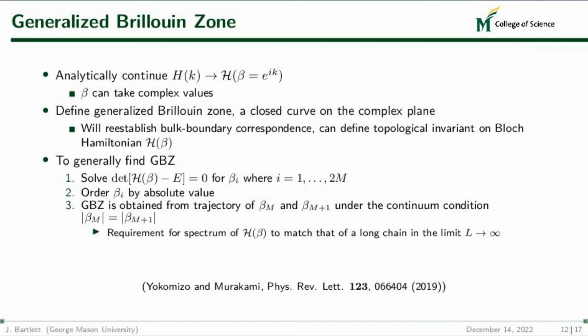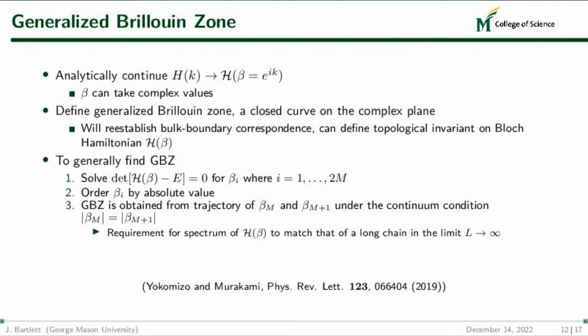So how do we find this GBZ? Not going to go into a lot of the technical details at this point. We go through it in our paper, and as I mentioned, this reference at the bottom outlines this theory. But the main steps are, you first solve the determinant of H(beta) minus E equals 0 for beta solutions. These beta solutions will be complex. You then order the beta solutions by absolute value, and you impose what is called the continuum condition.